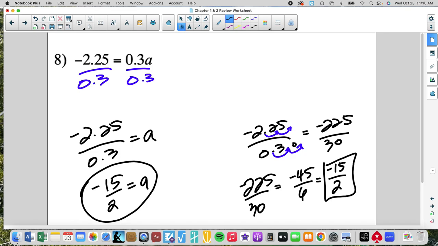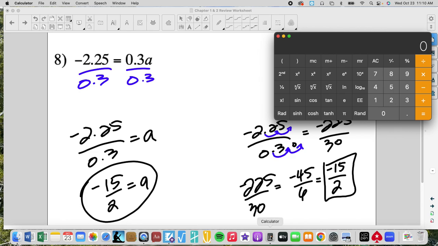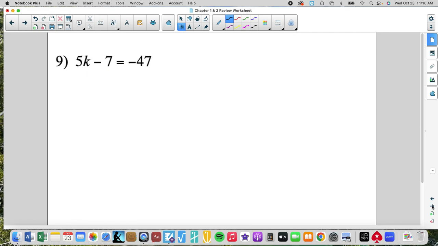And we can check by using the calculator. 2.25 divided by 0.3 gives us 7.5. Yep. Then we'd have to remember the negative.